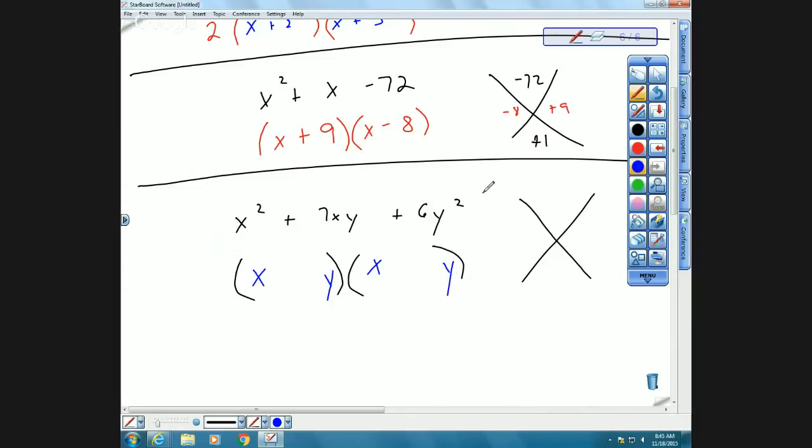So now do the same steps. What multiplies to be 6 and adds up to be 7? 1 and 6. So x plus 1, we don't have to write the 1. So 6y times y is 6y squared. X times x is x squared, and then you have to multiply outer and the inner to get the middle number.